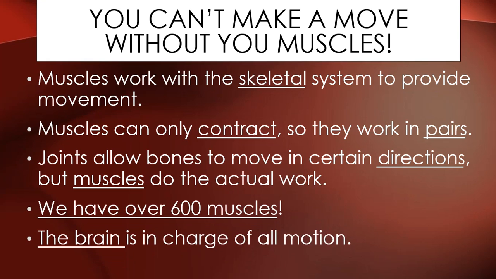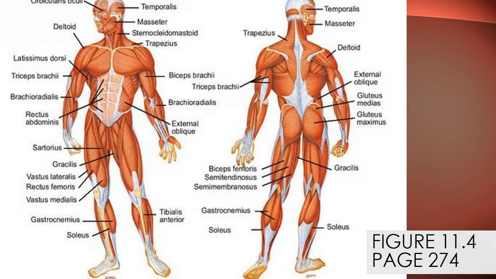Our muscles that are moving our bones are called skeletal muscle, and they are voluntary. We can choose to move those. We have other muscle tissue in our body that's not voluntary. For instance, your heart. Let's watch a little video.